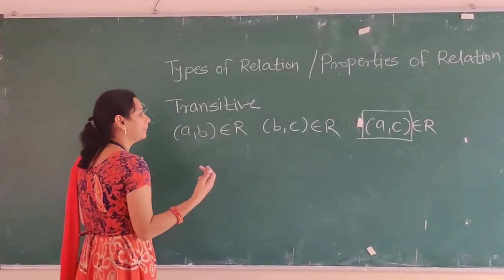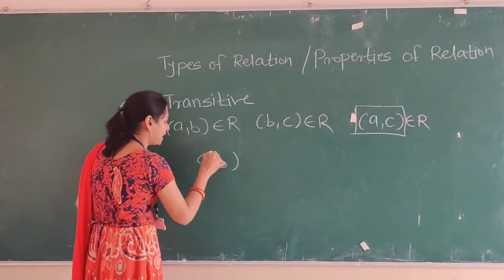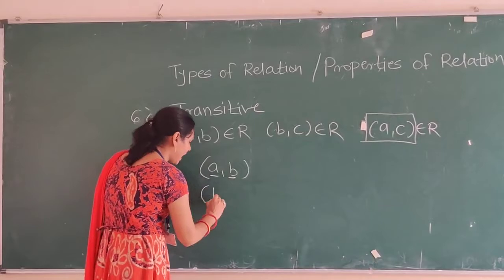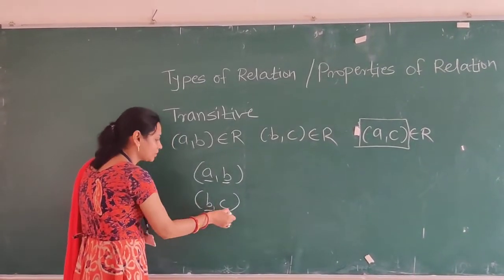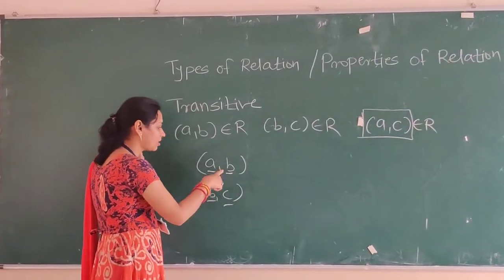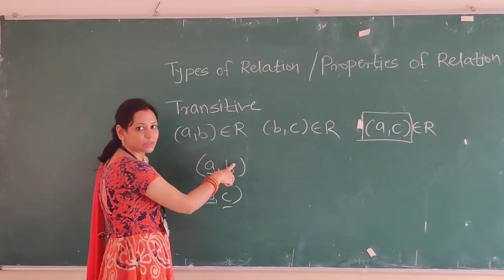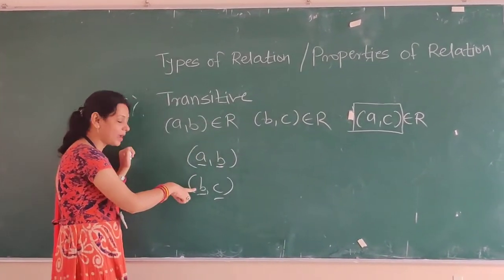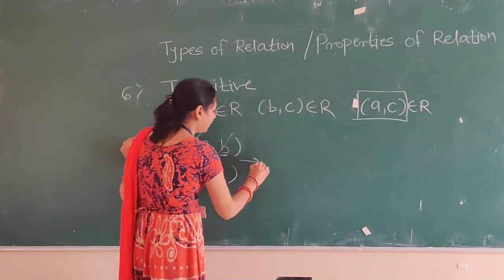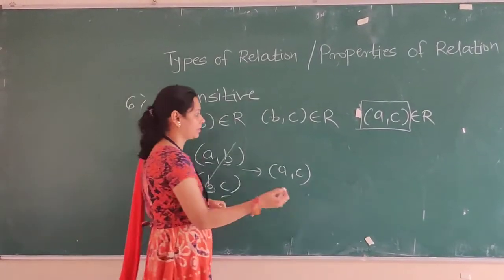Now how can you prepare the transitive term? We have (A,B). This is our first position, this is our second position. We have (B,C). This is our first position, this is our second position. Now we can see that these are the common elements. So the element present at the second position is the same as at the first position. You will discard this and you will make the new term (A,C). That is called the transitive term.